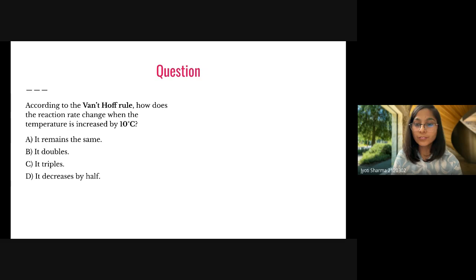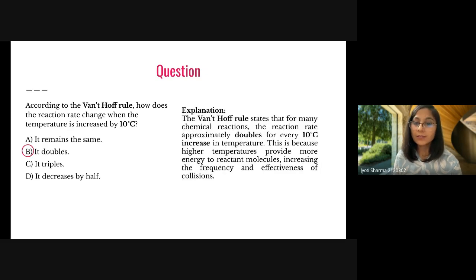So the Van't Hoff rule says that our reaction rate will be doubled for every 10 degree Celsius increase in temperature, because high temperature provides more energy to the reactant molecules, and this increases the frequency and effectiveness of your collisions, right? So this is the Van't Hoff rule. This is very approximate, that if we are increasing 10 degrees Celsius, then this will give rise to the doubling of the reaction rate.